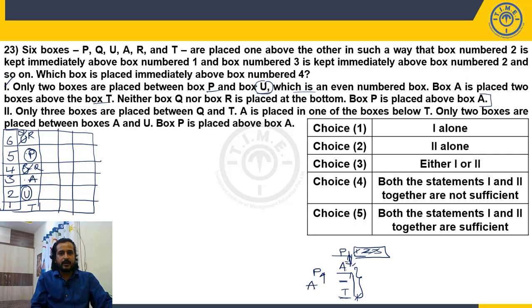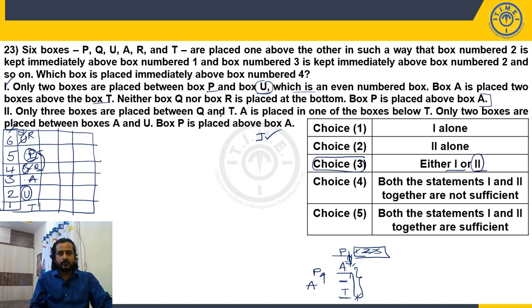Which box is placed immediately above box number 4? Immediately above box number 4 is box P. So 1 alone is sufficient or not sufficient? Yes, absolutely sufficient. 1 alone is sufficient. But can I choose choice 1? No. What is my choice 3? Either 1 alone or 2 alone. So I must check the second one also. Let's check the second one.